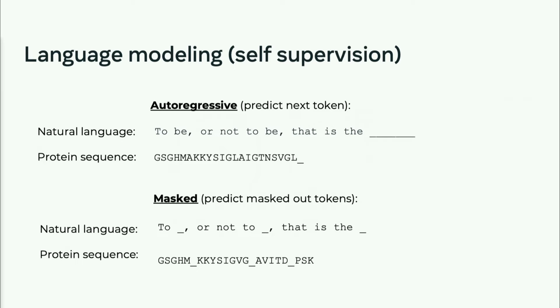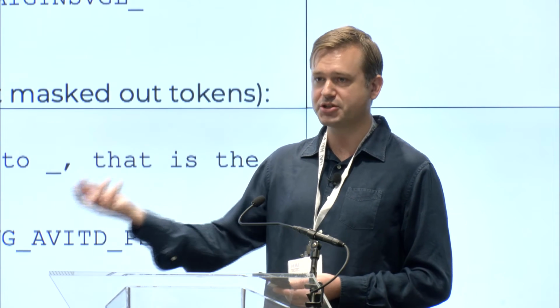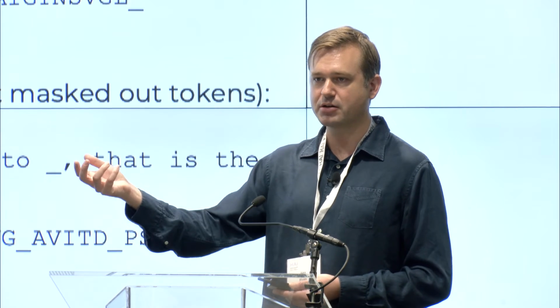And so, everyone here is probably familiar now with the idea of language modeling. And there's two major forms of this. There's autoregressive prediction, or next word or next token prediction. To be or not to be, that is the blank. We can easily fill in the words in that soliloquy. And another form of this, which has been very important for representation learning, is masked language modeling, where we can mask out several positions within a sequence, several words, or several positions within a protein sequence, and ask the model to fill in the blanks.